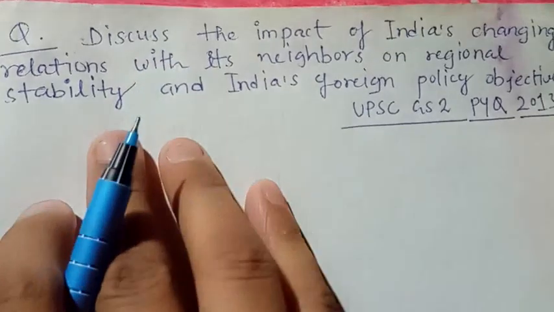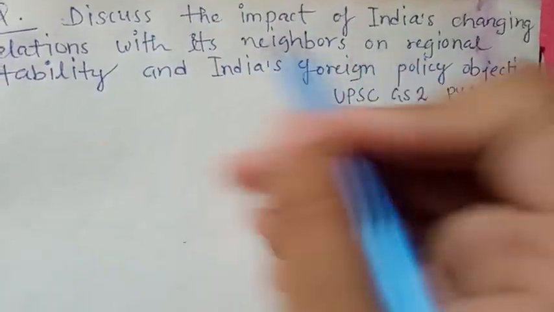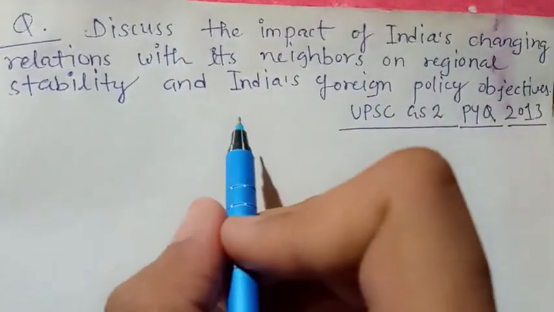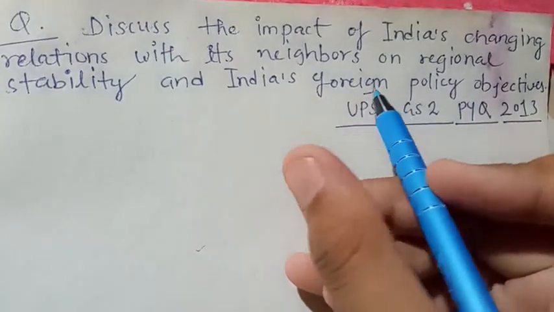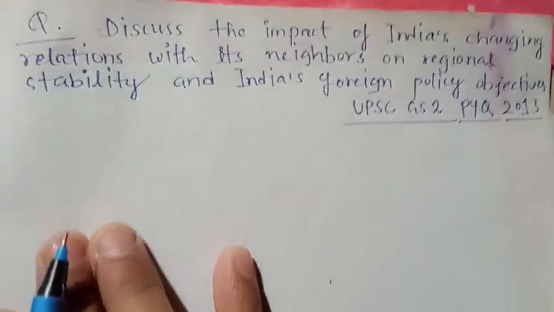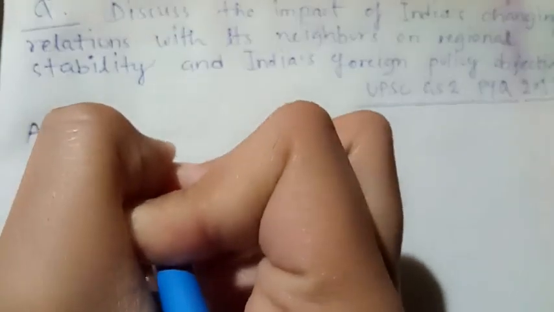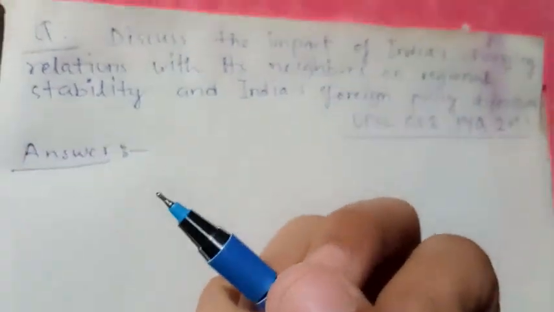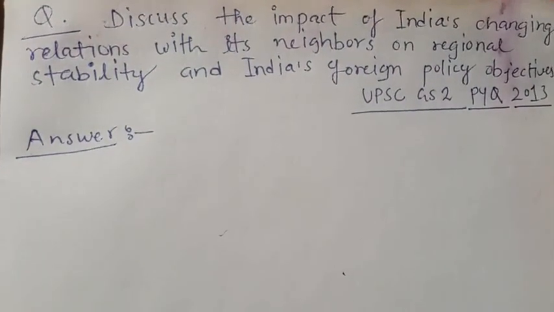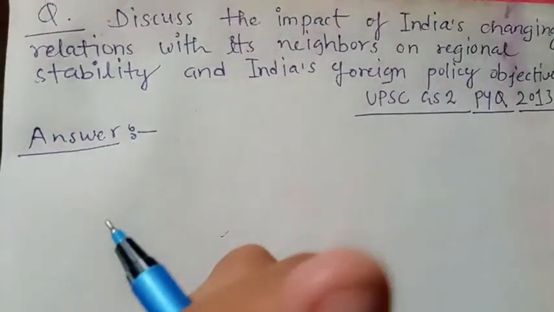First of all, I read the question. Discuss the impact of India's changing relations with its neighbors on regional stability and India's foreign policy objectives. So I'm writing the answer here. First of all, we need to give an introduction about India's neighborhood.